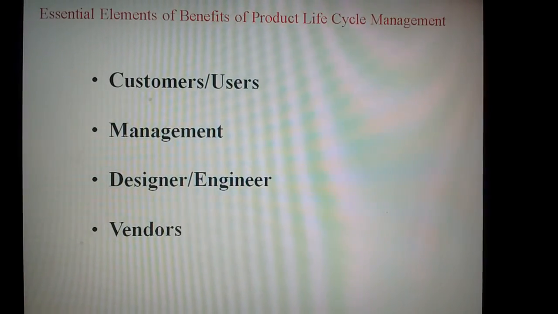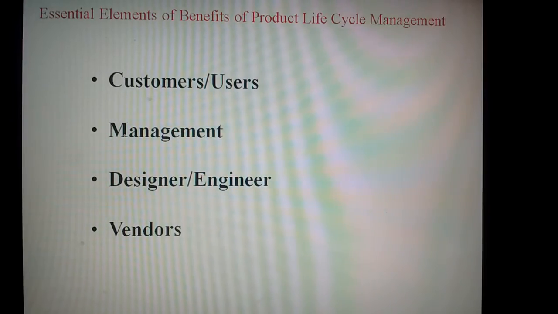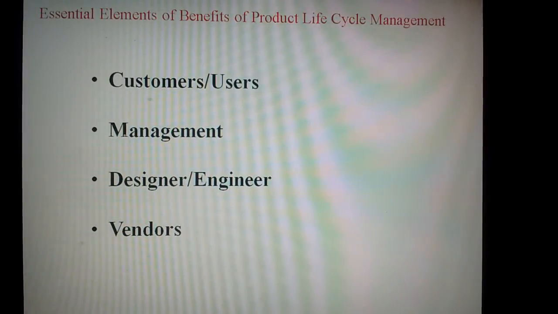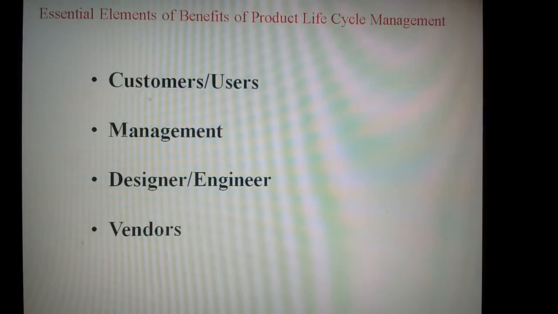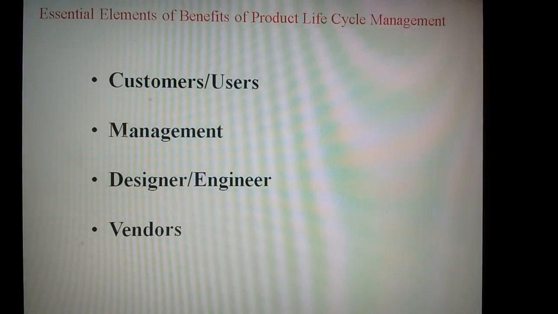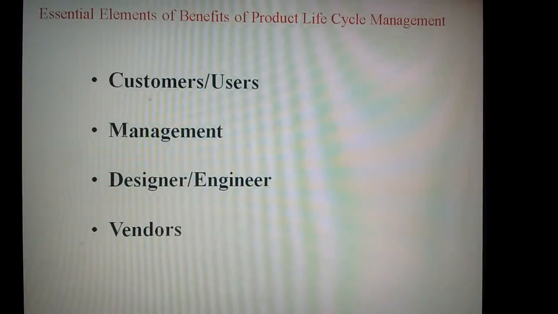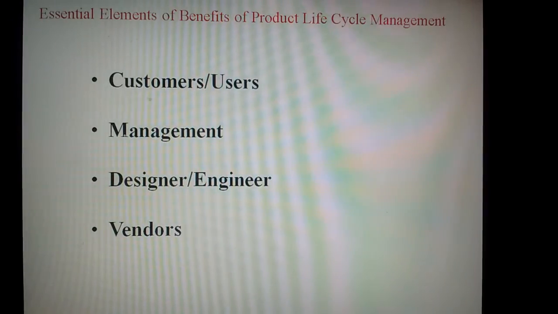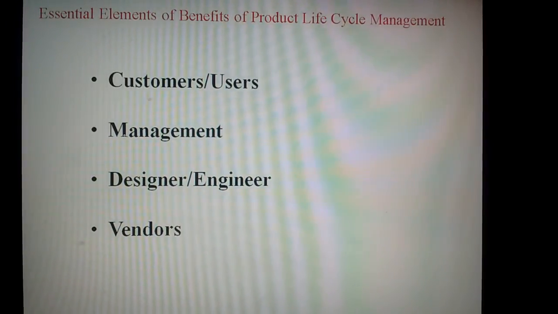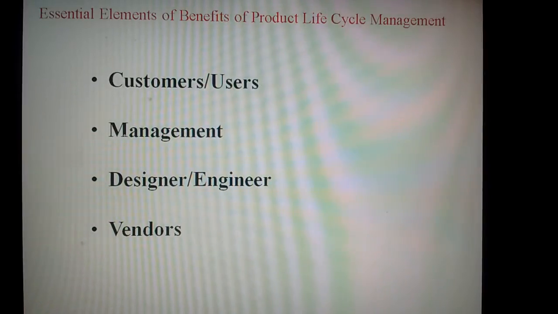Then what are the essential elements of the product life cycle? Here the customers and users are the essential elements for any product. If there is no demand from the customer, then it's difficult to develop these products. If we do not find out some problems at the customer end, then it is also difficult to develop the products. So the customers and the users play the main role in developing the products. Based on the customer's need and problem, the industry will develop the products, and these products will be used by the customers.